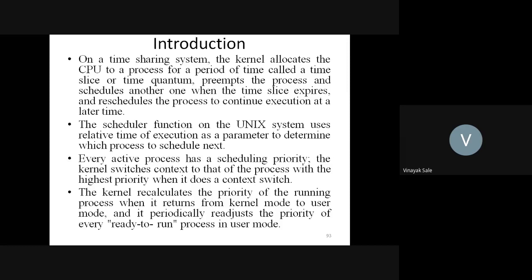Every active process has a scheduling priority. The kernel switches context to that of the process with the highest priority, and when it does the context switch, the kernel recalculates the priority of the running process when it returns from kernel mode to user mode, and it periodically readjusts the priority of every ready to run process in user mode.